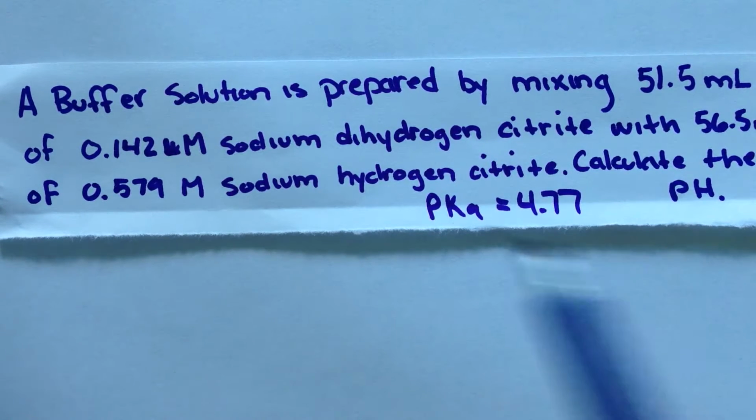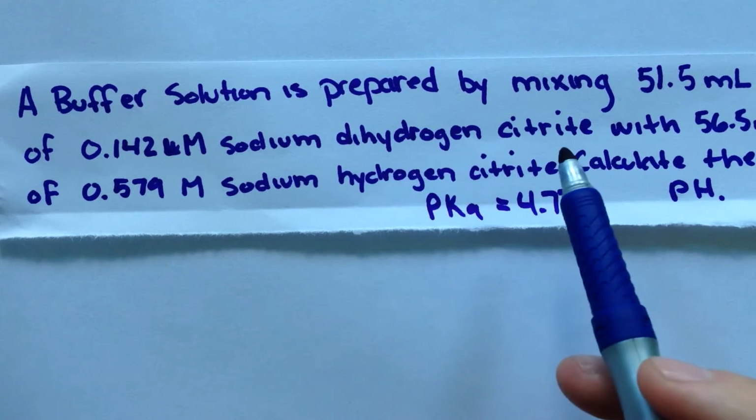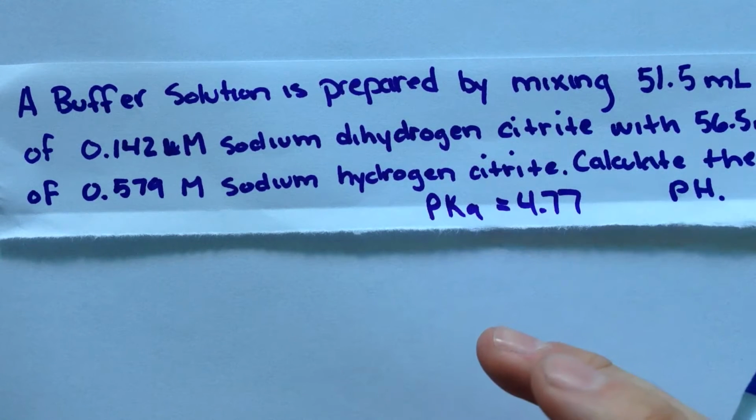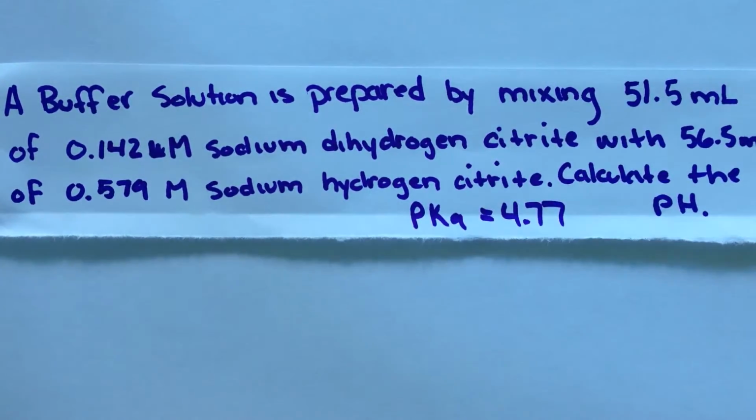So right away, we know that sodium dihydrogen citrate is going to be our weak acid, and sodium hydrogen citrate is going to be our conjugate base. So here's the question. I'm going to leave it in the description below, but if you want to copy it down and follow step by step the process of getting this answer, go right ahead. So pause the video and copy it down. So step by step here.